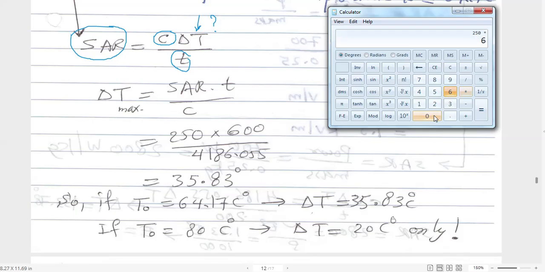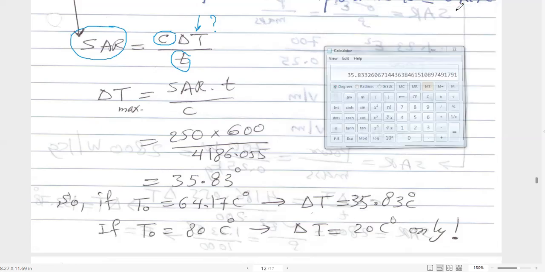And if you multiply these together, you will obtain 250 times 600 divided by 4186.055 equals 35.8 degrees. This is the possible temperature rise.